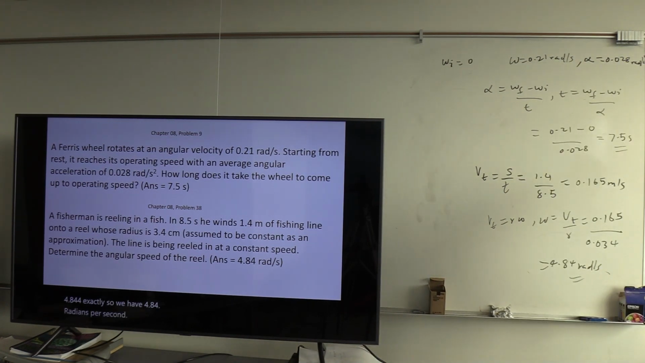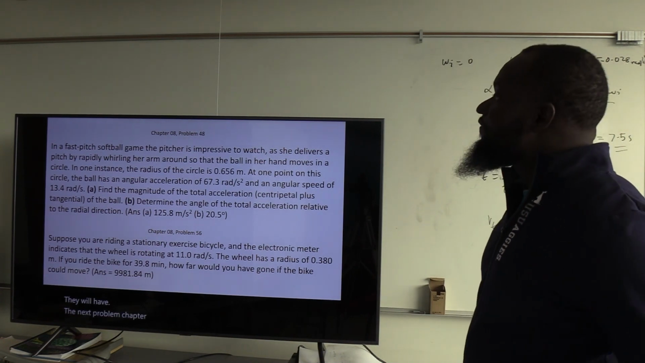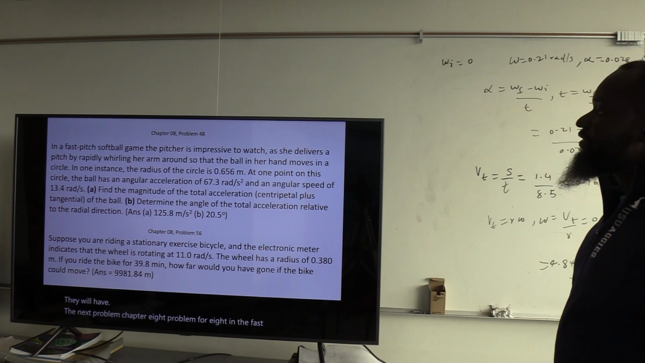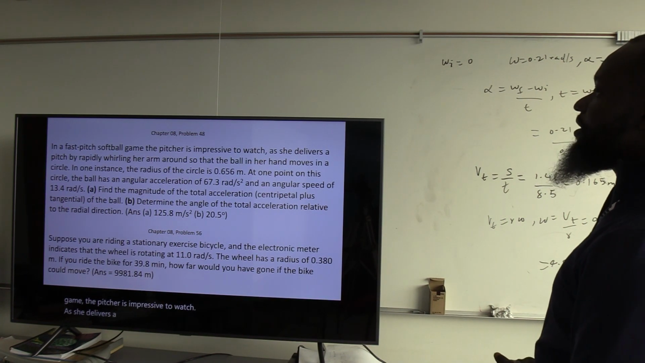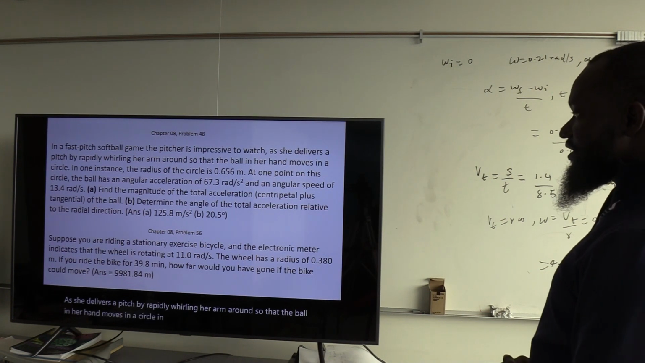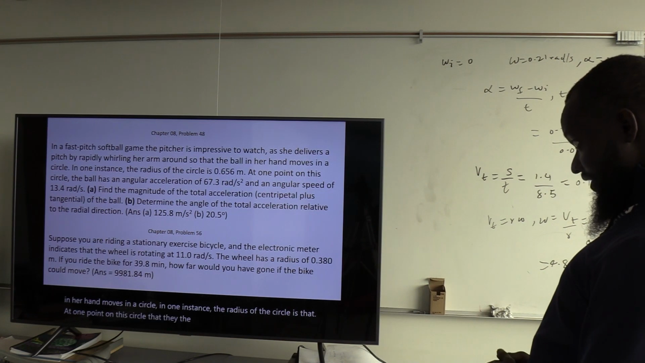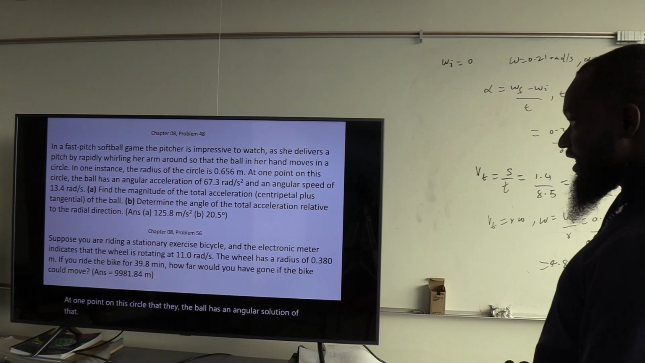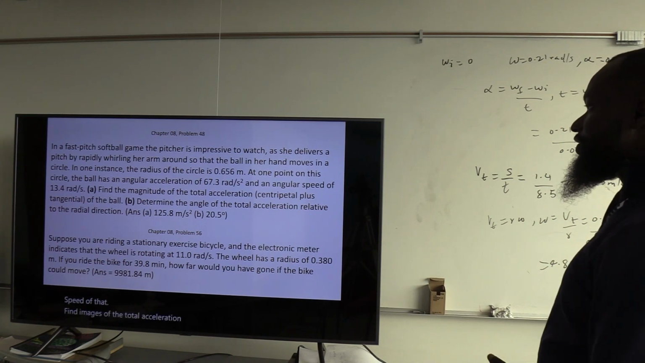Okay, then we'll have the next problem, chapter 8, problem 48. In a fast-pitch softball game, the pitcher is impressive to watch as she delivers a pitch by rapidly whirling her arm around so that the ball in her hand moves in a circle. In one instance, the radius of the circle is that. At one point on this circle, the ball has an angular acceleration of that and an angular speed of that. Find the magnitude of the total acceleration, centripetal plus tangential.